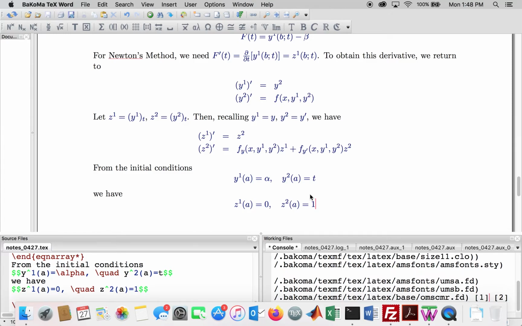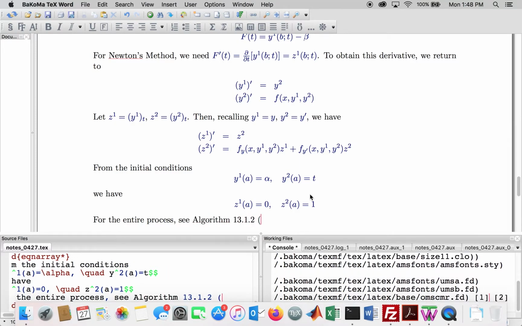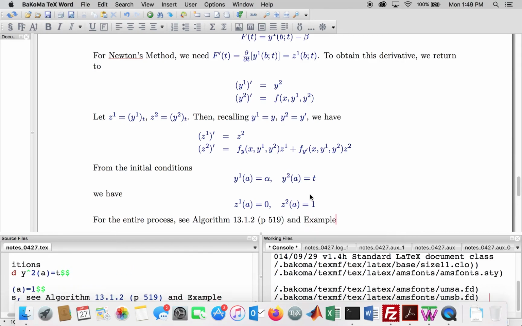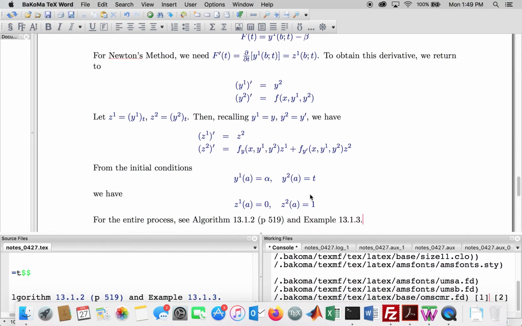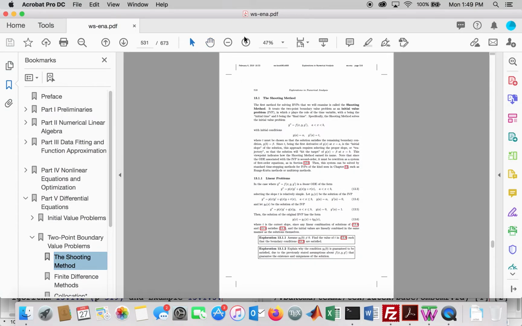All right. So what I will do now is refer you to the text, algorithm 13.1.2, and the example on the same page. So that's all I'm going to type here in the notes, but I will pull this up and walk you through it, because it would just take too much time to type out exactly the same thing here. But I wanted to give a little more explanation than the book gives as to where these ODEs come from. Okay, so now we flip over to that, make this a little bigger.